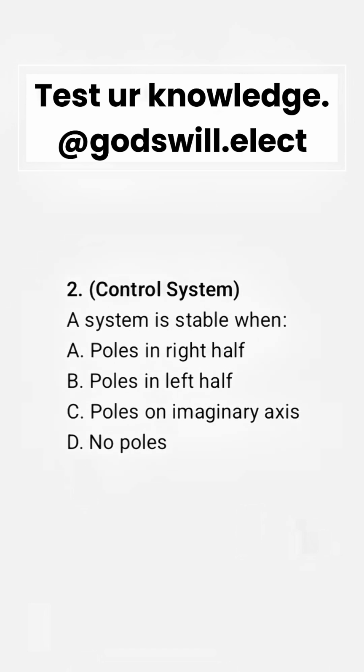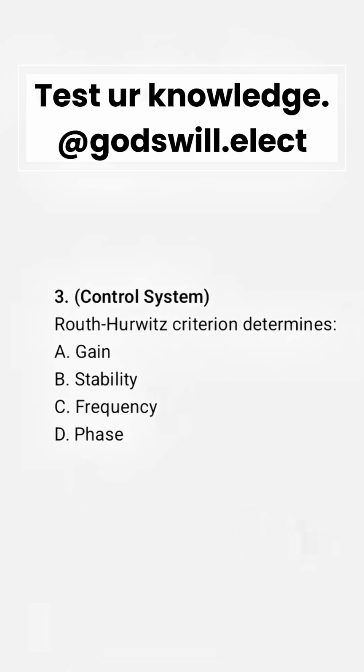A system is stable when A. Poles in right half. B. Poles in left half. C. Poles on imaginary axis. D. No poles. Correct answer: B. Question 3.